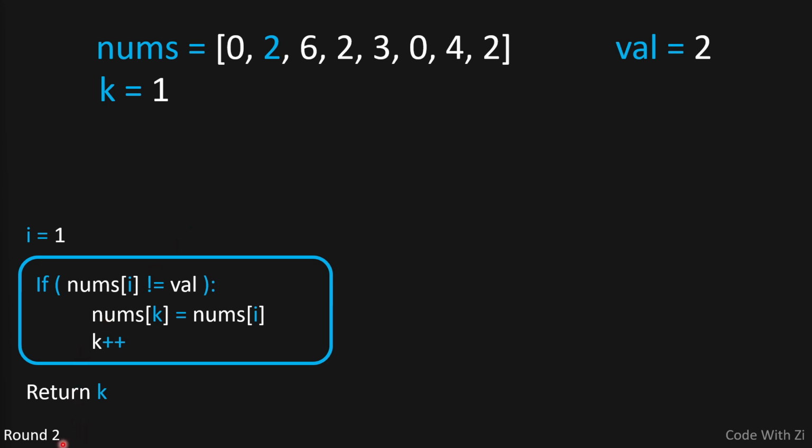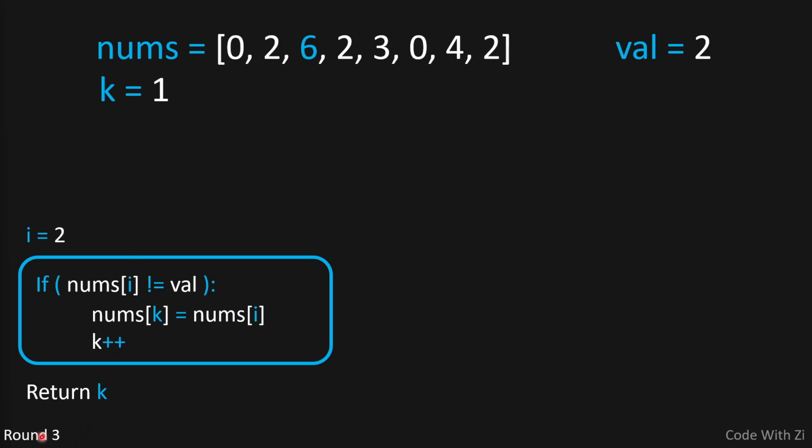As you can see, we are in the second round and our I is 1 because it got incremented by the for loop. And now nums of I is pointing to this number here, which is 2. So we're going to say is nums of I, which is 2, not equal to value, which is 2. Well, as you can see, this statement is false because 2 is equal to 2. So we're not going to enter our if statement and we're going to move on to the next round.